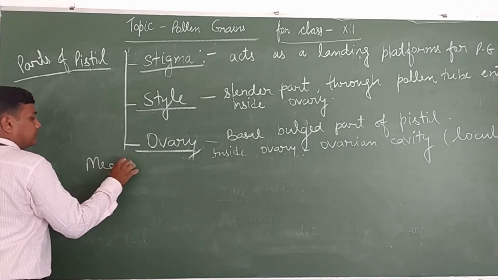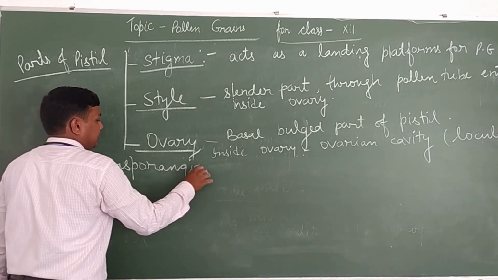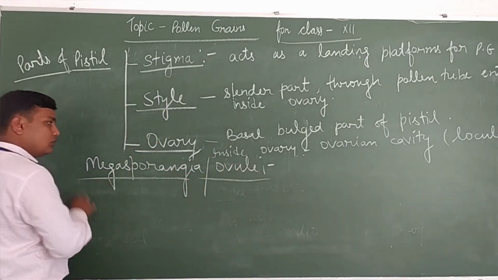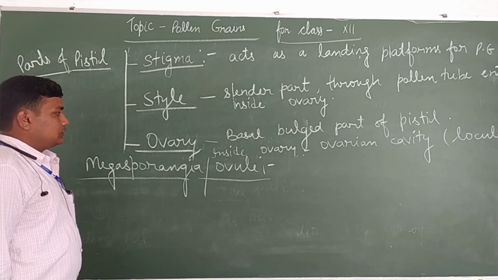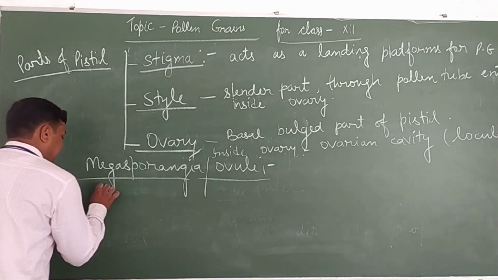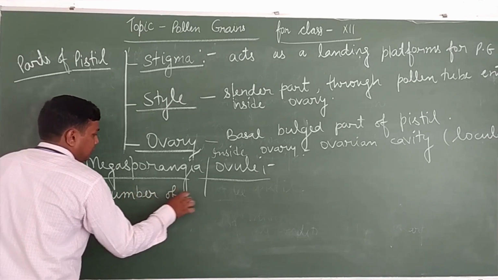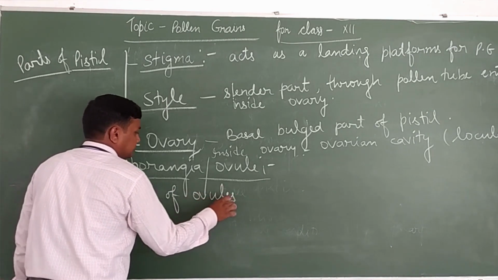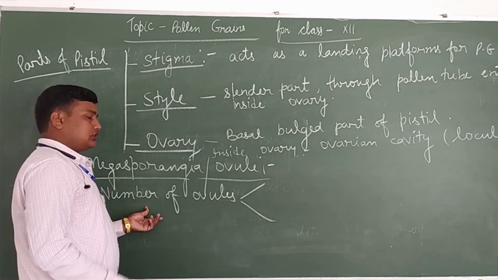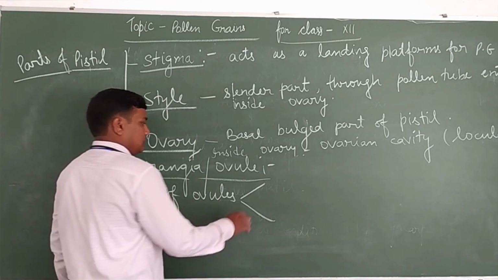Megasporangia is also known as ovule, and ovules are present inside the ovary. So megasporangia is commonly called ovule, and on the basis of the number of ovules, plants are also categorized.